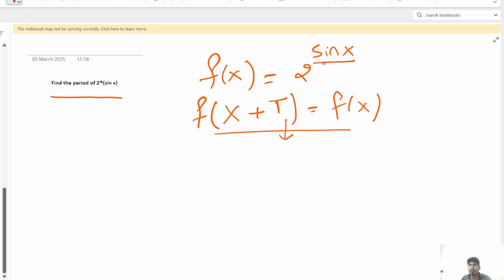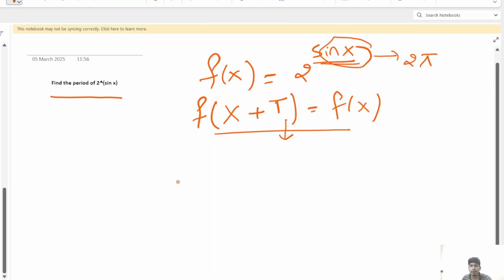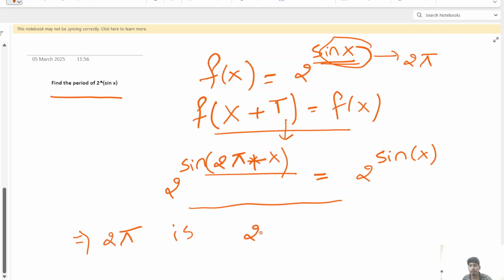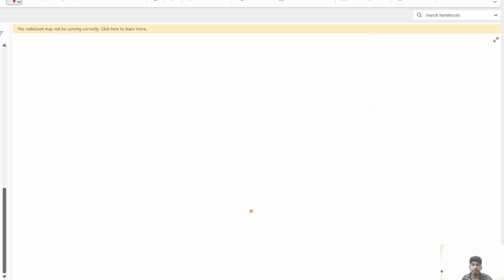Okay, so we know the period of sin x is 2 pi. Then we can check: 2 to the power sin of 2 pi plus x. What is the value of sin of 2 pi plus x? It is sin x. So both are equal, it implies 2 pi is the period of 2 to the power sin x. Okay, what is our next question?